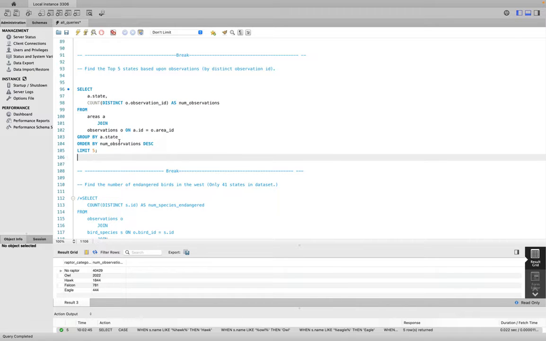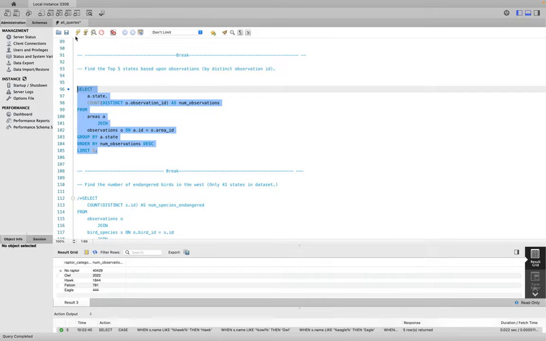Alright, so the next query is find the top 5 states based upon observations. And we're going to do that by finding the number of observation IDs, distinct observation IDs, because the same observation ID could have occurred multiple times, and actually does. I mean, it does occur multiple times in the data set because each ID is linked to a different bird seen. So it could be observation ID 1 saw blue jay, observation ID 2 saw a falcon, observation ID 3 saw a cardinal. But so let's run this.